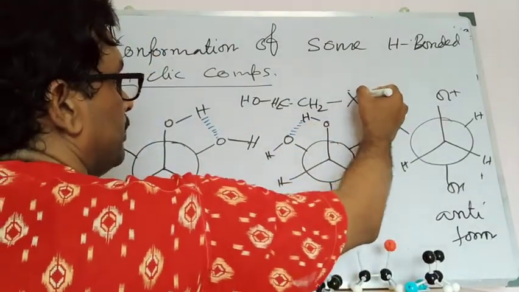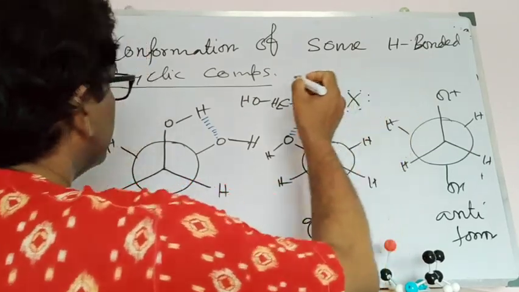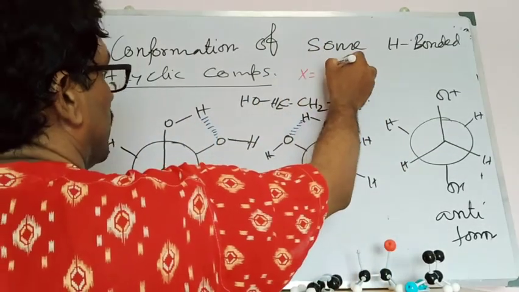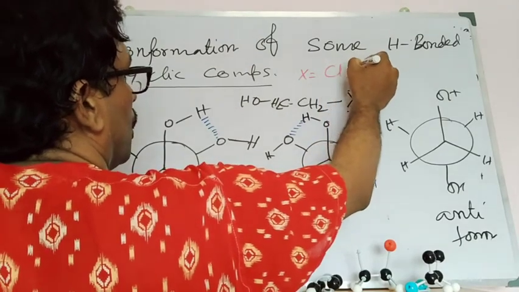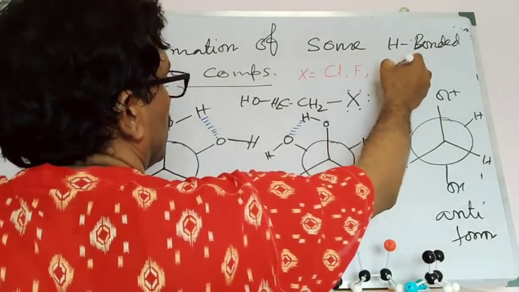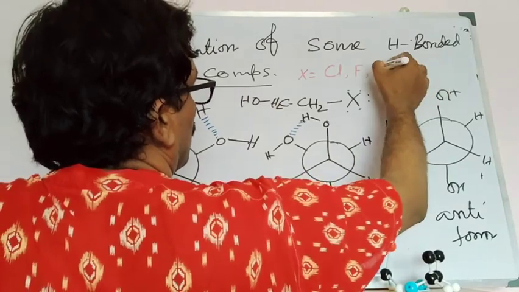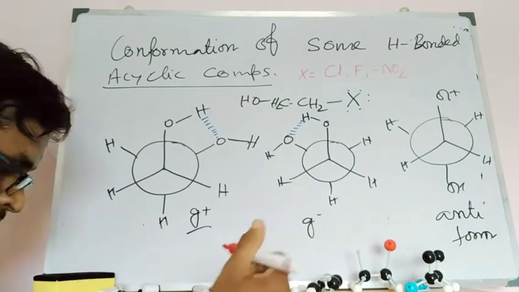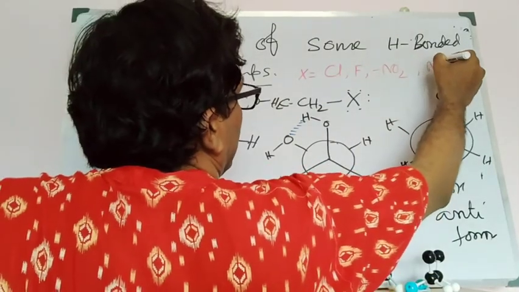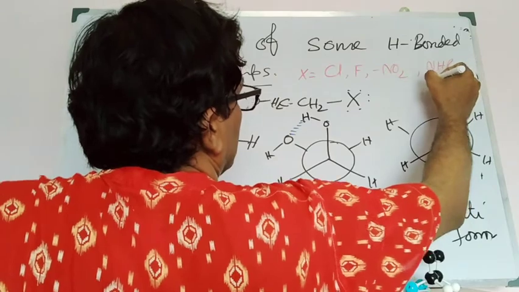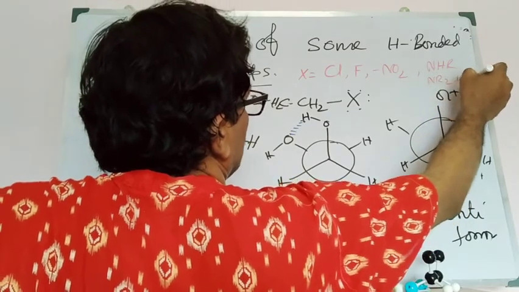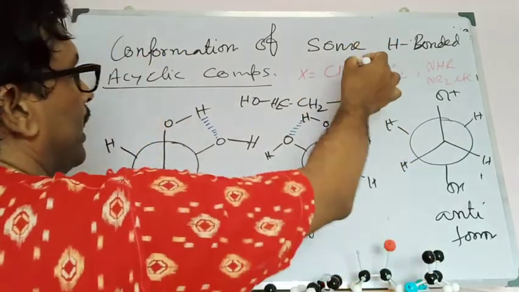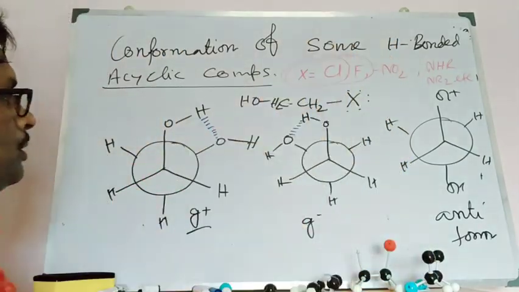Now X may be another chlorine, or NO2, or fluorine, NHR, NR2, etc. So look at this, all can form the bond, but in our syllabus we will confine ourselves to this one, this is the halohydrin. Halohydrin will be included in the syllabus.